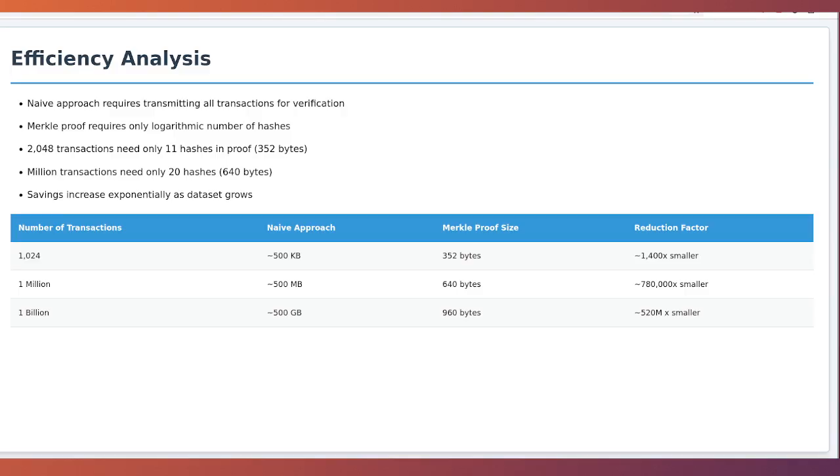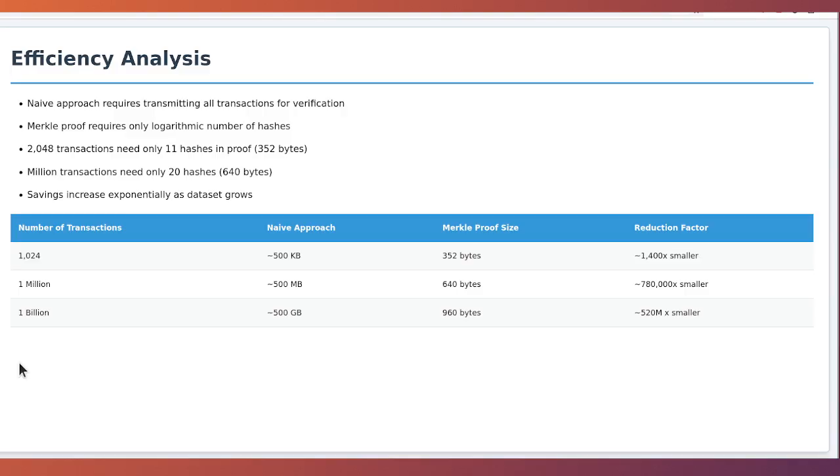With a Merkle tree, we organize these 2048 transactions into a tree with 11 levels. The leaf level plus 10 levels of parent nodes, since 2 to the power of 11 equals 2048. To prove a transaction is included, we only need to provide 11 hashes, one for each level of the tree. Each SHA-256 hash is 32 bytes, so the total Merkle proof size is 11 multiplied by 32, which is 352 bytes. That's compared to potentially megabytes for the naive approach. The savings are dramatic. We've reduced the proof size by a factor of thousands.